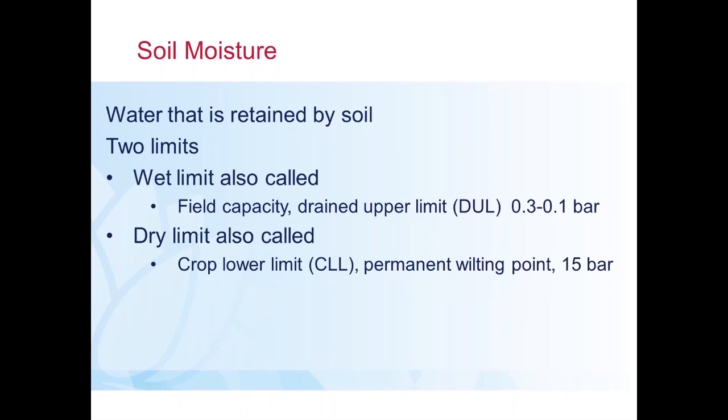You can measure them in the lab by applying a pressure in a pressure chamber or pressure cell, and the pressure is either 0.3 or 0.1 bar, depending on which paper you want to read or which methods you want to employ. 0.3 or 0.1 bar is usually referred to as fill capacity.